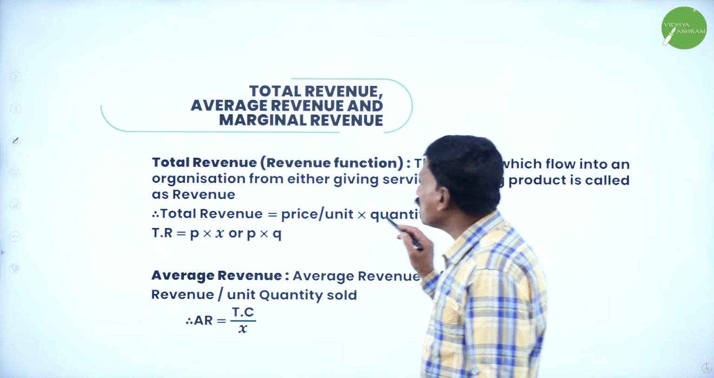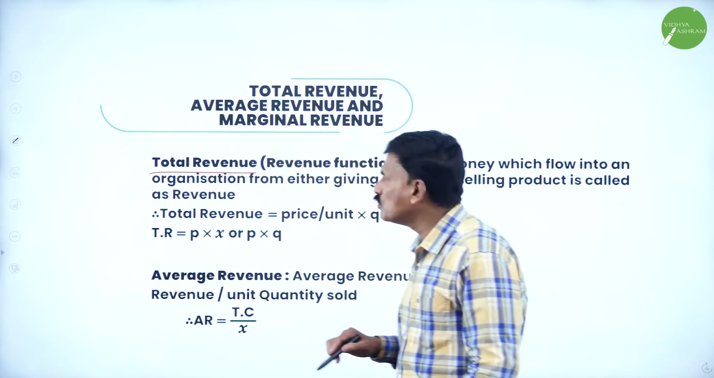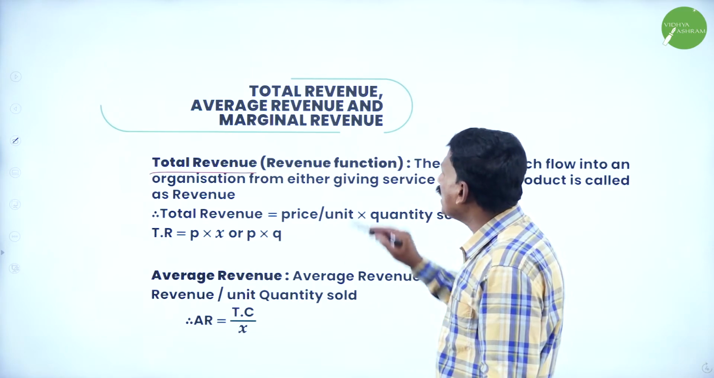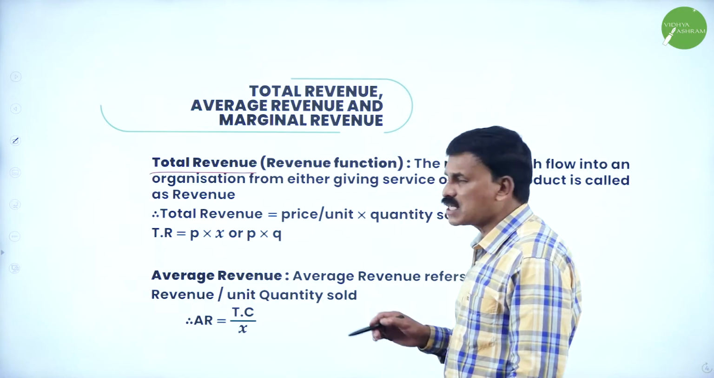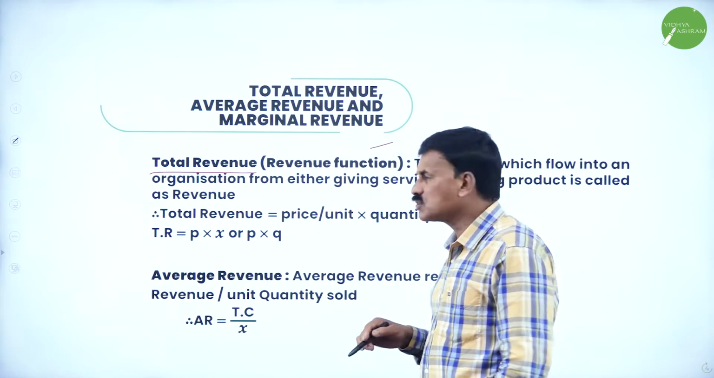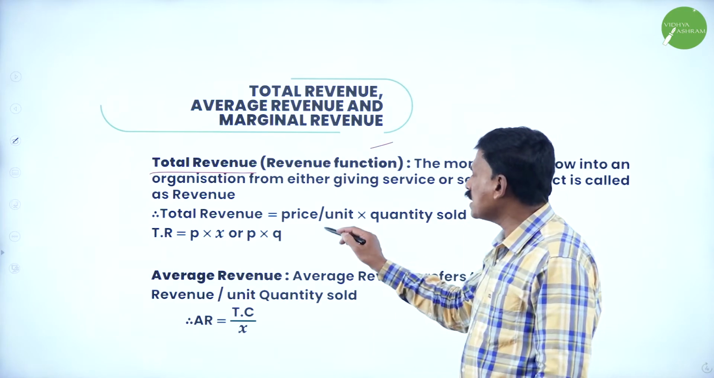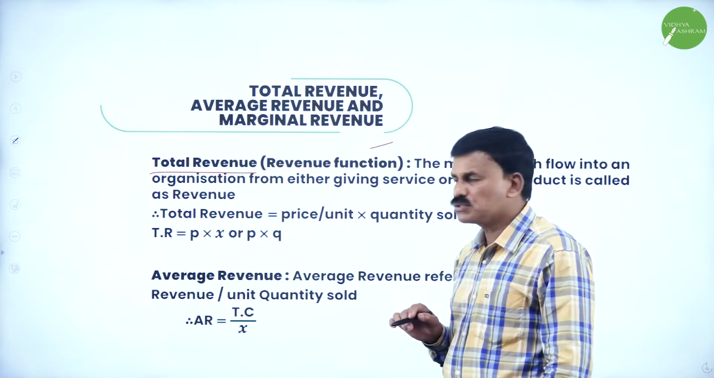Now let us come to the revenue. After getting the cost, let us come to the revenue. What is total revenue as well as the average revenue and the marginal revenue? What is the total revenue, also called the revenue function? The revenue function or the total revenue is nothing but price per unit into the quantity sold.